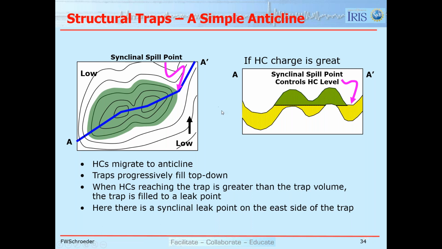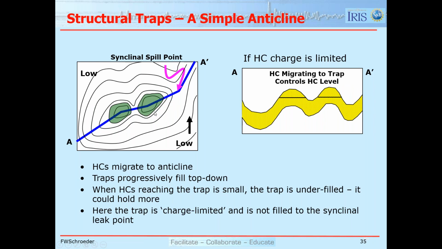If I add more hydrocarbons, it will leak, or spill, I should say, up to the northeast. And so one of the things we want to do with our structure maps is to consider how much fill we might have in potential structural traps. If we have the same geometry, but less hydrocarbon generated and migrated into this area, perhaps the fill now looks more like this, where we have the potential to trap more hydrocarbons, but we just didn't have enough generated and migrated into this region to fill them.